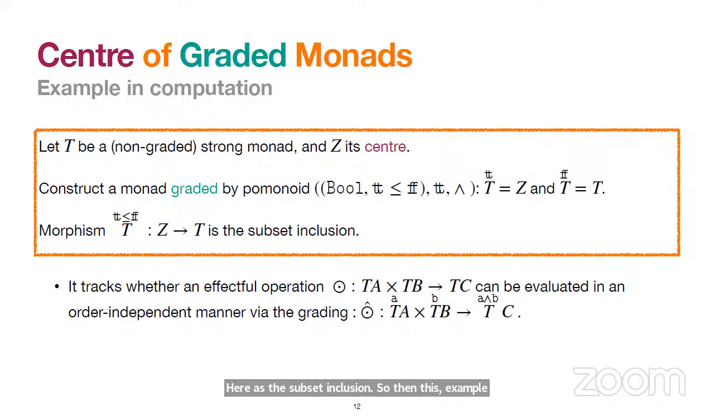So this example shows the very limited application power of the graded monad. The center of graded monad we define only checks whether an effectful operation can be evaluated in an order-independent manner. More specifically, it doesn't matter whether you evaluate TA first or TB first, it doesn't affect the results. But as you can see, it just makes the original center more explicit. There's nothing very interesting about it. So moving forward, we are trying to see what we can do to jump out of it, to make it more powerful.